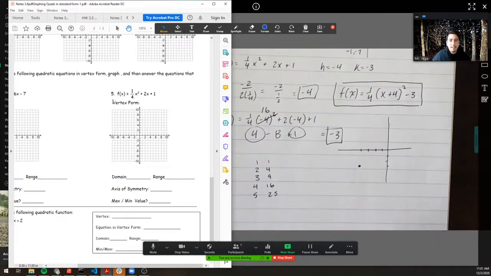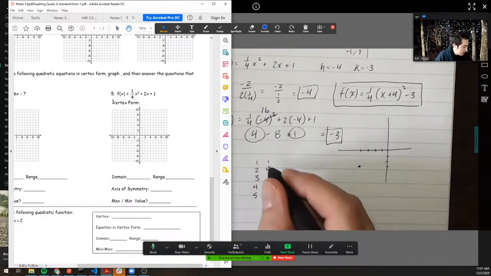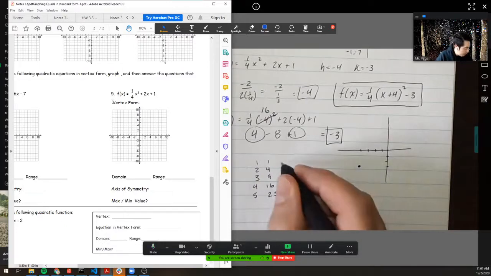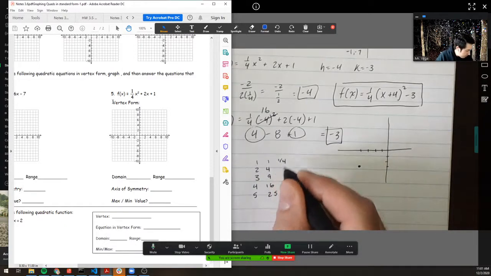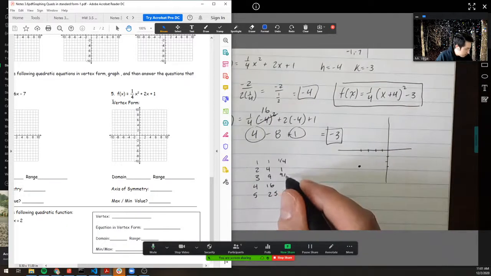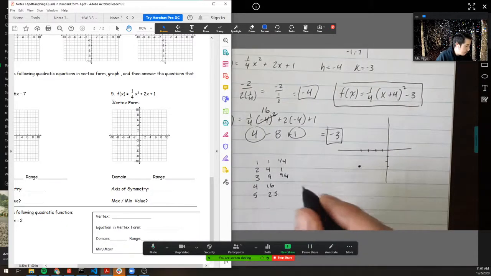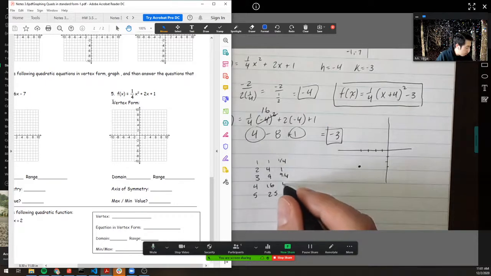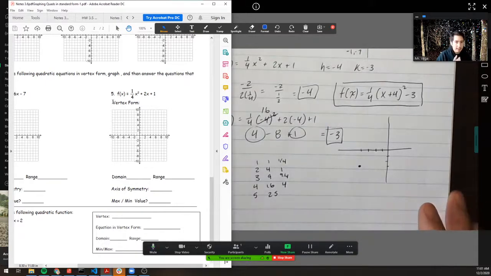Because our a value here is 1/4, it's going to make our graph much wider. So I'm going to multiply all these values here by 1/4. So 1 times 1/4 is 1/4. 4 times 1/4 is 1. 9 times 1/4 is 9/4. 16 times 1/4 is going to be 4. Really, that's enough. I don't need any more than that.